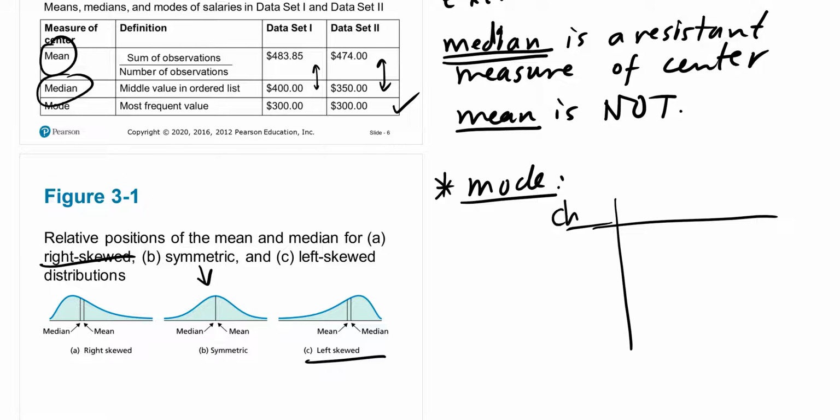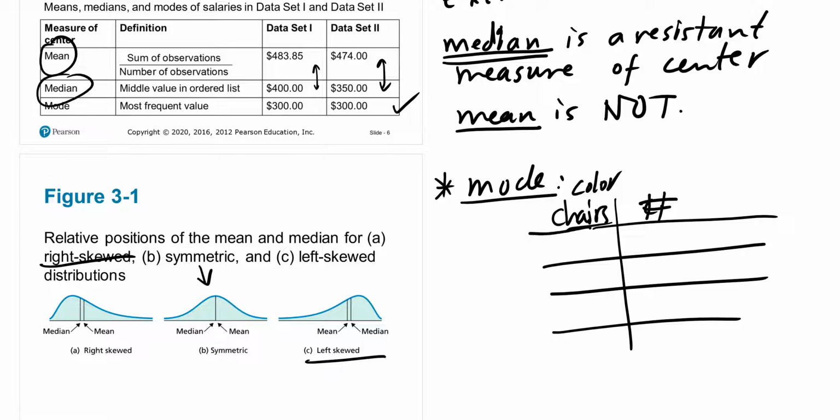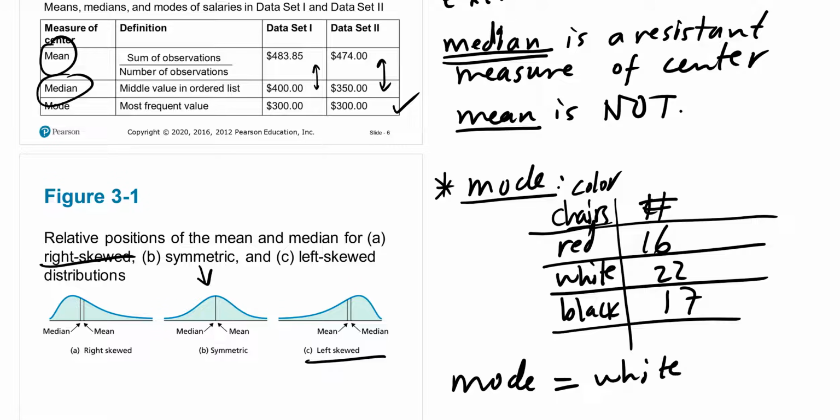Let's say they talk about chairs, the color of the chairs, and the number of chairs of each color. Say red, white, black. Let's say we have 16, 22, and 17. What would be the mode in this case? The mode is the one with the number of chairs occurring the most, which is white, which is 22. That's the mode. So even if you have it in this format, that's fine.